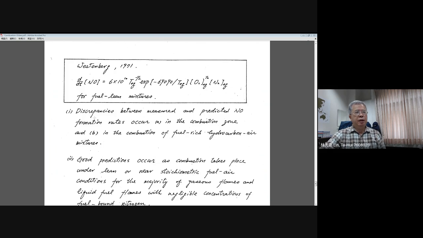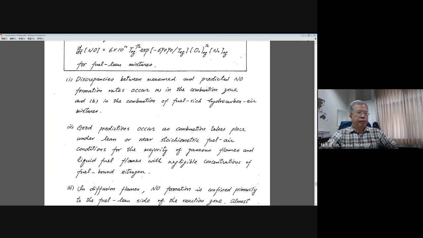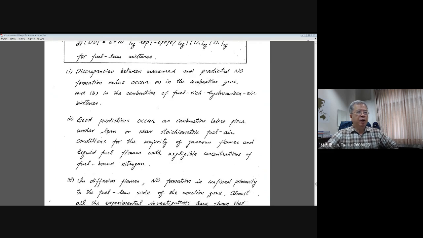Why is there a discrepancy between measured and predicted thermal NO when you use this equation? Because in the combustion zone and also in fuel-rich conditions, there is some contribution coming from the prompt NO. I will explain that earlier. Okay, now they have a good conclusion.